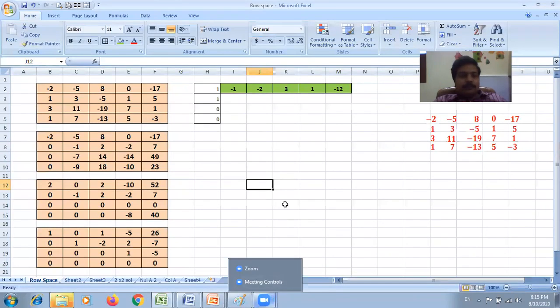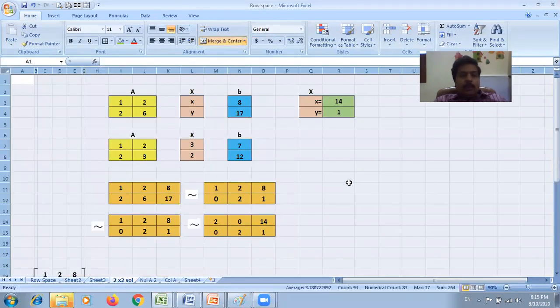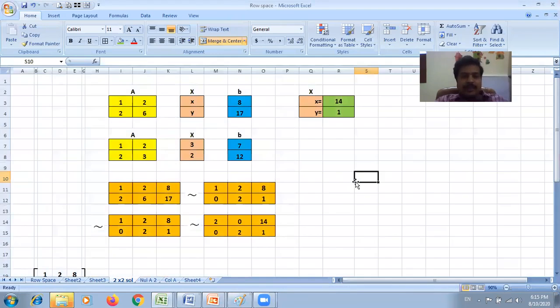So this is a 2 by 2 solution matrix. Here, for the equations, this is x plus 2y is equal to 8, that is written in matrix form like this. The coefficients are taken here. So x plus 2y is equal to 8 and 2x plus 6y is equal to 70. So now this matrix is taken here.